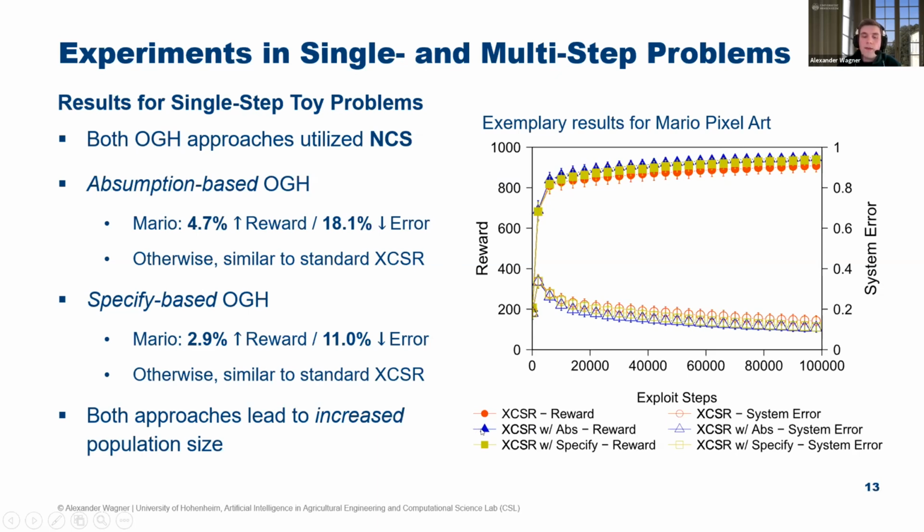And here the Absumption-based OGH is represented by the blue characters. Specify also led to improvements compared to standard XCS. It's represented by the yellow characters, but to a lesser extent compared to the Absumption-based OGH. In the other environments we used, both OGH approaches performed similar to the standard XCSR. It also has to be noted that both approaches led to an increase of the population size.